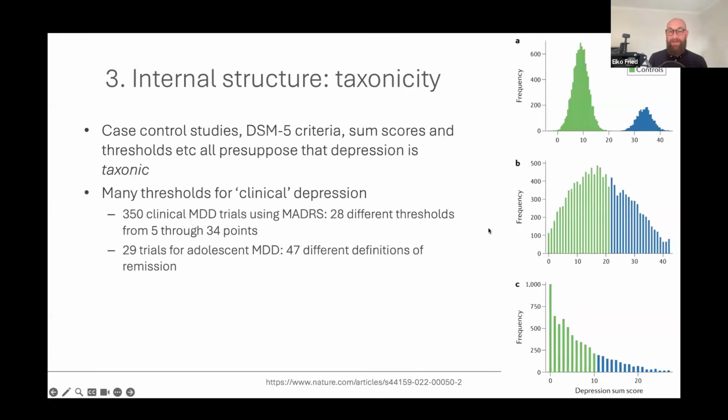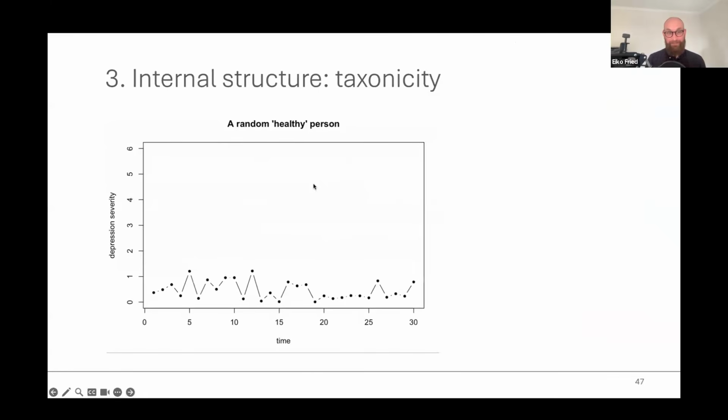This also explains why so many thresholds for clinical depression exist. There's this beautiful paper by Glashinsky where they had 350 clinical trials using the MADRS scale, and these studies used 28 different thresholds ranging from 5 to 34 points, and something similar has been found for adolescent major depression, which I have below, which is a real problem. But it makes sense. God did not make a threshold where healthy becomes ill. And so we are all dabbling here and using all sorts of thresholds to try to make sense of this.